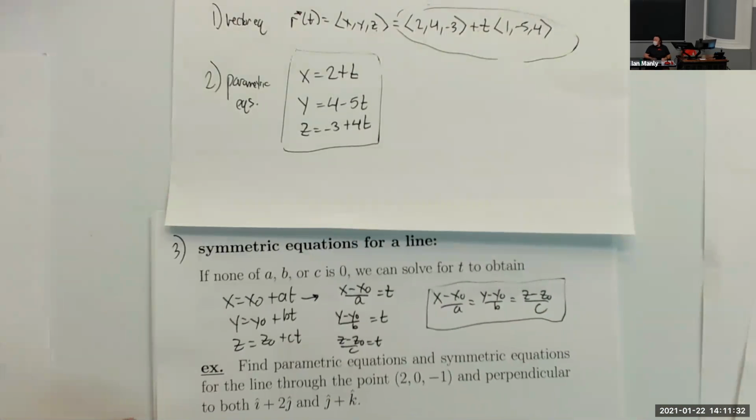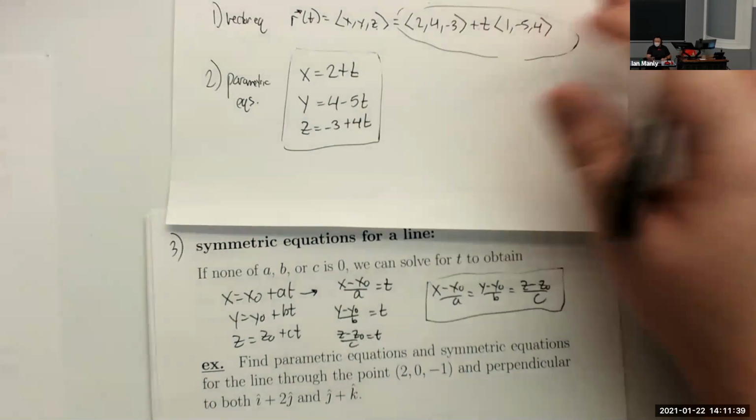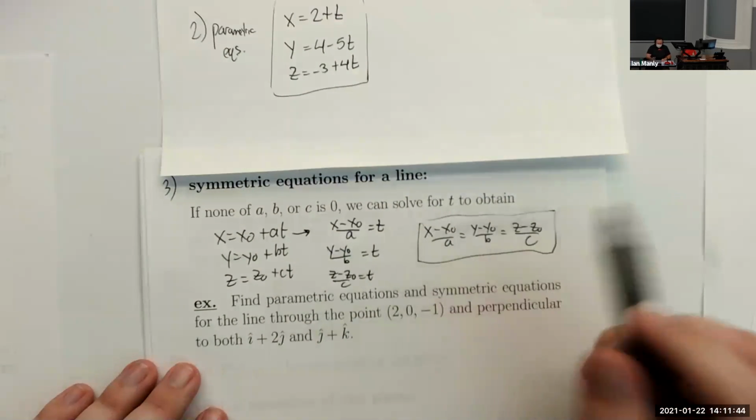T stands for time. It often does in applications, but it doesn't need to. T can just be any quantity you want. So you think of it as like a variable, but it's independent of each one of these three.